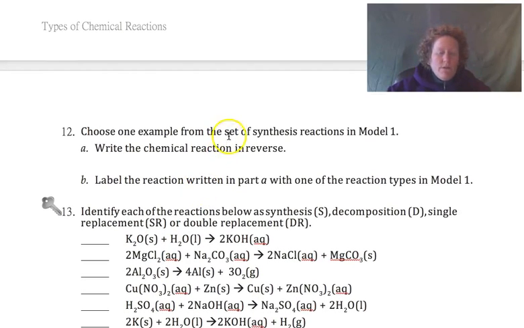Question 12 is you can choose an equation and write it in reverse, and then label the reverse reaction with one of the reaction types in Model 1. For example, synthesis going forward is decomposition going backward. If you're putting it together going from left to right, you're taking it apart going from right to left, or flipping it around.